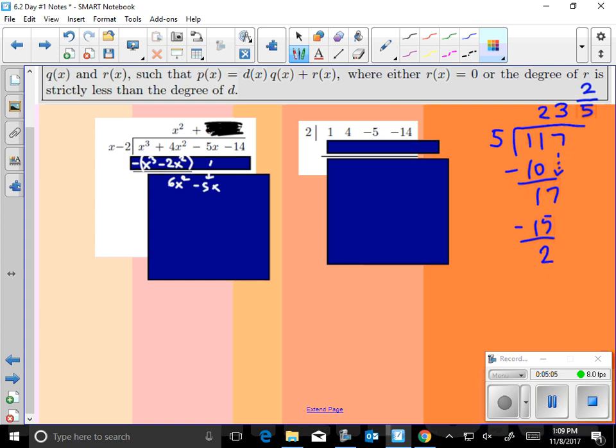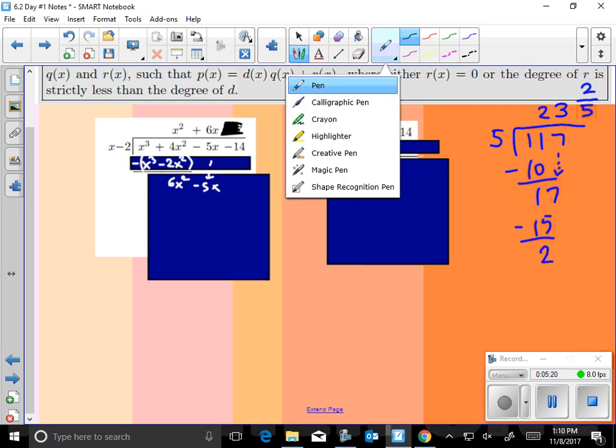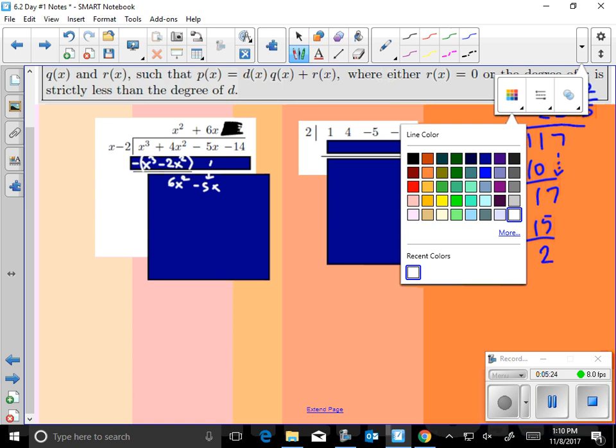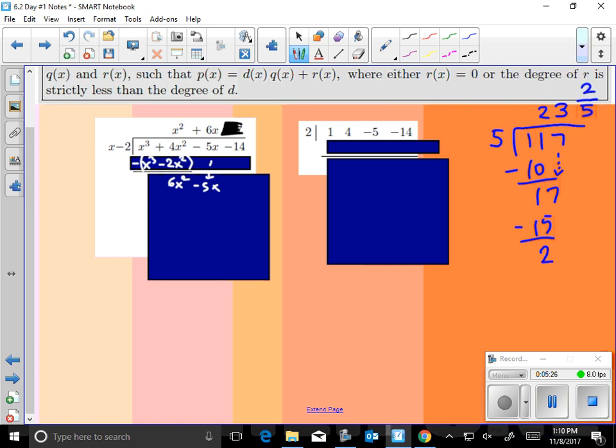Let's see what happens. Now, how many times does x go into 6x squared? 6x times. Let's see if that's right. Yeah. 6x times. Okay, so then we go back to the drawing board here. And I want white. Where's the white? There's the white. There we go. Thank you. Now I'm going to multiply 6x times both of those. So I get 6x squared minus 12x.